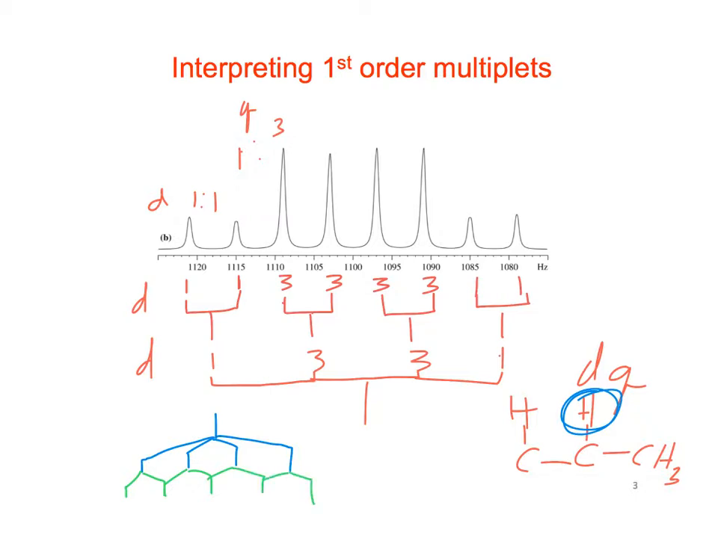Right? So this is if J1 equals J2. And of course then on this scale up here we could measure those, right? We could measure one coupling constant between here and here. And then the other coupling constant could be from here to here. All right?